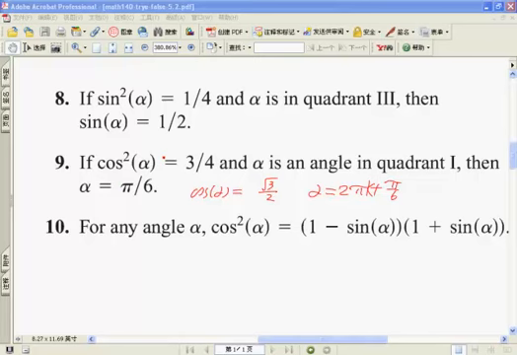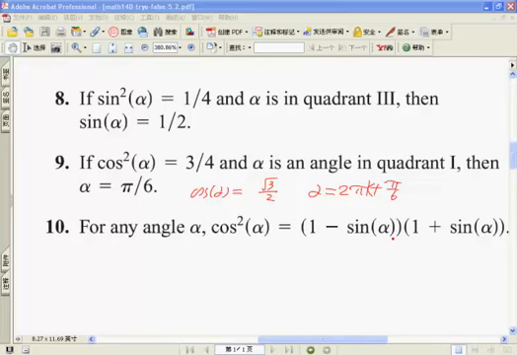Okay, let's look at number 10. For any angle alpha, cosine square alpha equals 1 minus sine alpha times 1 plus sine alpha. True or false?